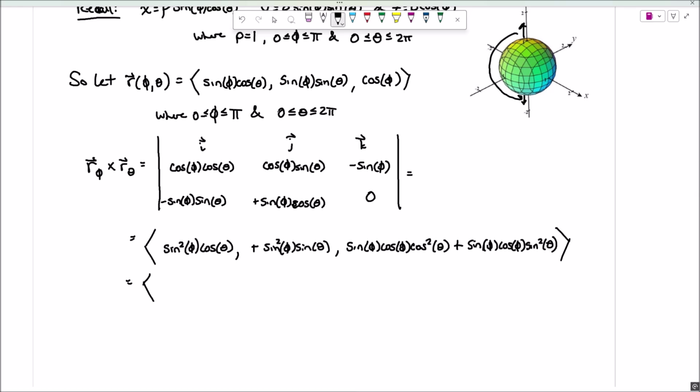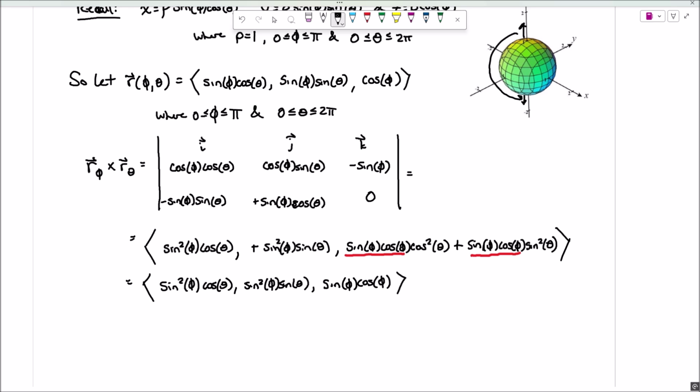Okay, so I got a really big messy cross product here, but actually a couple things simplified down pretty nicely. There's not too much that I can do here at the beginning in my first component, and there's not too much that can be done in the second component. However, if I look at this third component, I'll note that there is a sine phi, cosine phi that I could factor out. And when I do that, I'm left with a cosine squared plus a sine squared, which simplifies to 1. And so really here I just have sine phi, cosine phi.